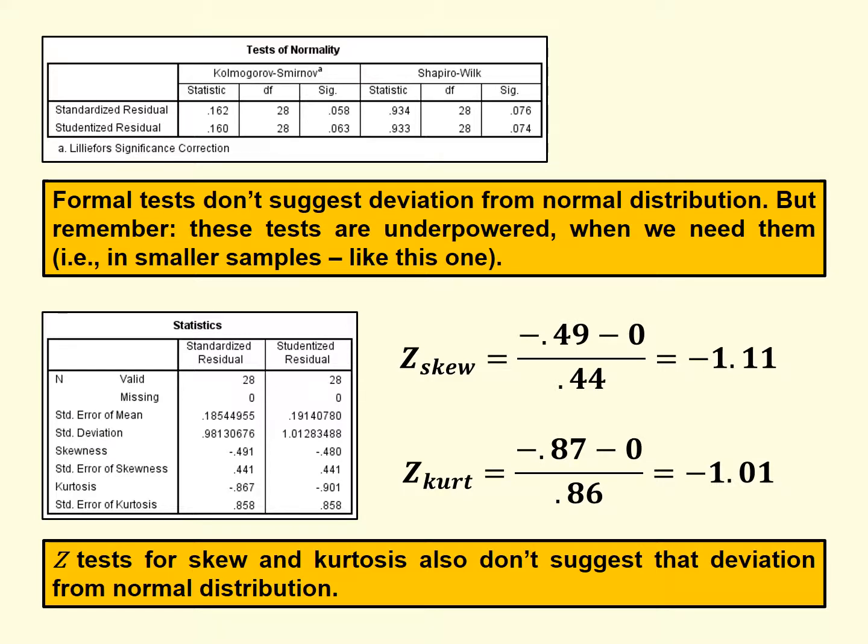I've also gone ahead and got values for the skewness and kurtosis for the standardized residuals, as well as their standard error for their skewness and kurtosis. And I've done the math here to do z-tests on those values, and those z values are all really pretty small, and I know they're not going to be statistically significant.